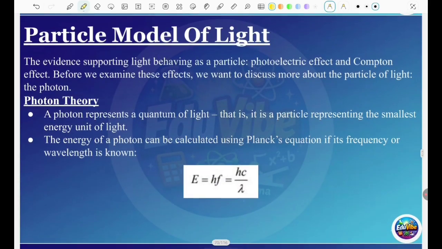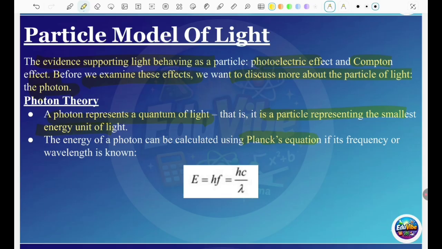Then we have to carry on with the particle model of light. We have done the wave model of light, with all the topics in it. Now we're doing the particle model of light and all the topics involved. As evidence for the light beam as a particle, we do the photoelectric effect. We do the quantum effect. Before we examine these effects, we want to discuss more about the particles of light, the photon. So what is a photon? A photon represents the quantum of light. It is a particle representing the smallest energy unit of light.